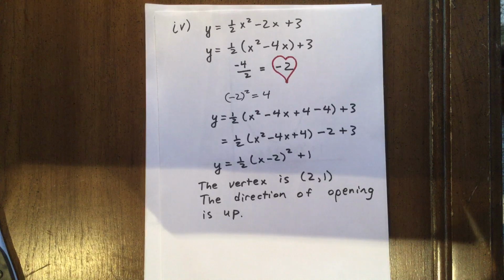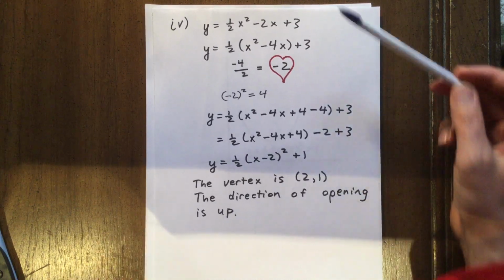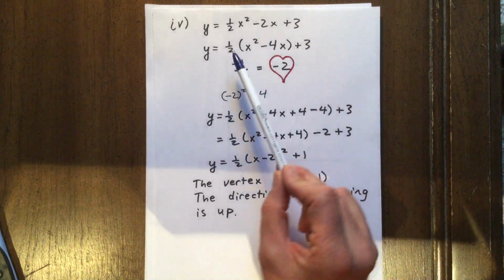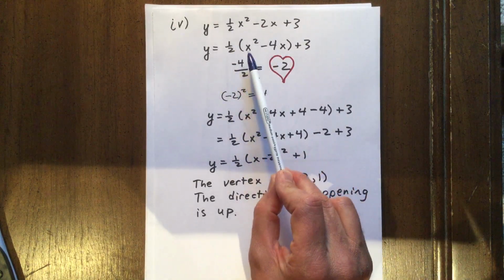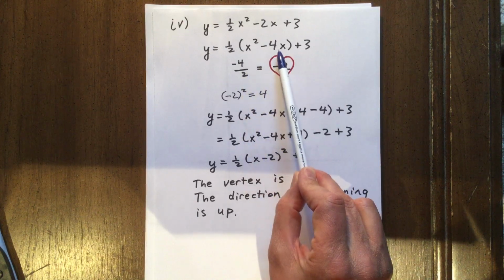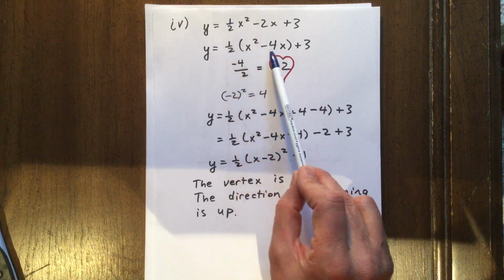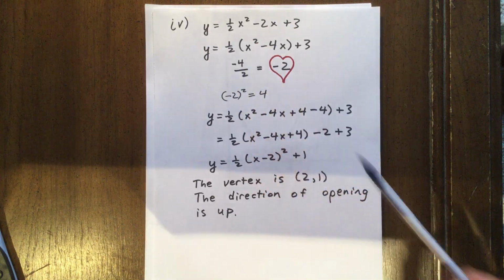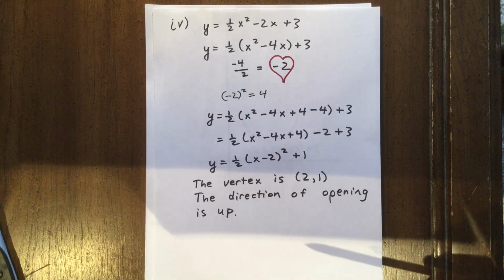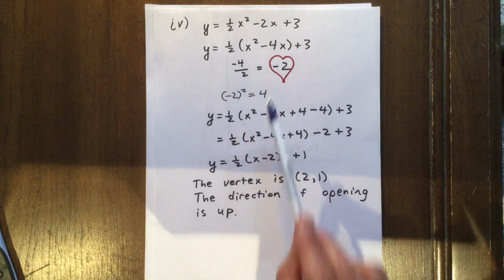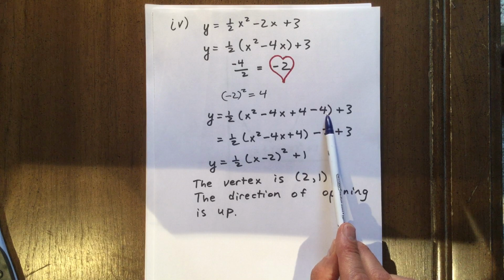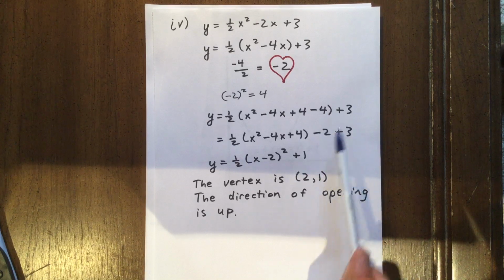And finally, for the completing the square portion, we have the function y equals 1/2 x squared minus 2x plus 3. When we factor out 1/2 from the first two terms, we get x squared minus 4x, because negative 2 divided by 1/2 is negative 4. We then take this value and divide it by 2, which gives us negative 2. We remember that value. We square it, we get 4. We add and subtract the 4 inside the bracket. We leave the plus 3 alone.